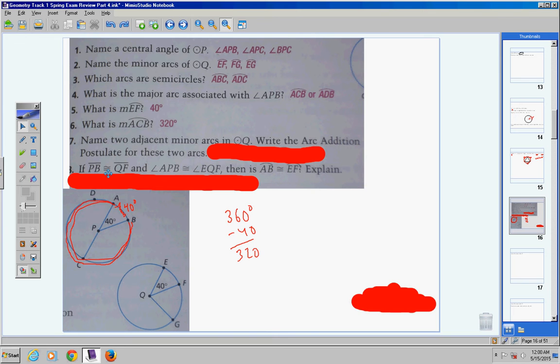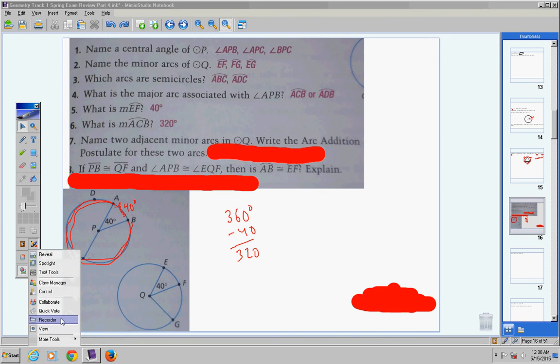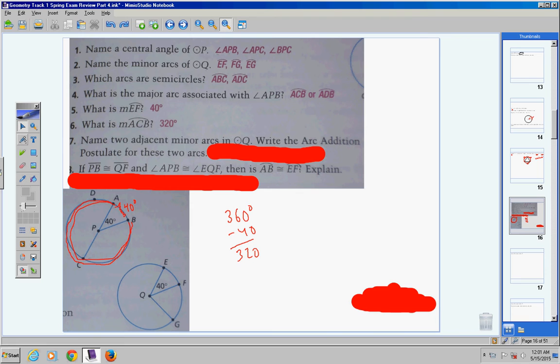And then lastly, number 8, it says if PB is congruent to QF. Get my mouse here. Now, students, let's talk about this very carefully. If PB, I'm going to have to move this thing, guys. My pen is really acting up.